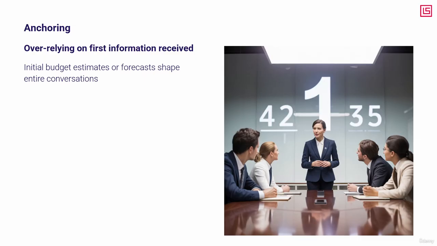Another frequent bias is anchoring. This occurs when we rely too heavily on the first piece of information offered, the anchor, when making decisions. For example, in strategy meetings, the first budget estimate or growth forecast shared often shapes the rest of the conversation, even if better data comes later. Anchoring can skew judgments if that initial figure wasn't well researched or relevant to the final strategy.